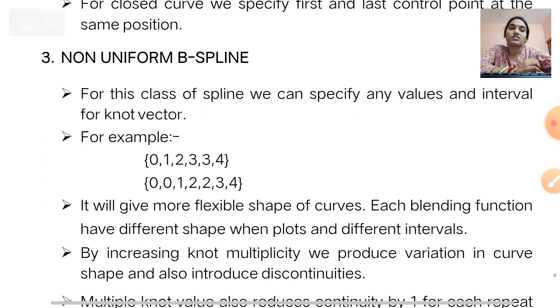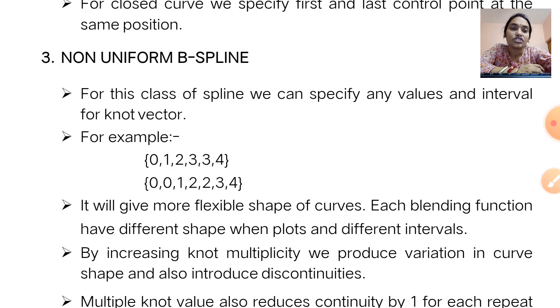Now we discuss non-uniform B-spline curves. For this spline we can specify any values and intervals for the knot vector. For example, 0, 1, 2, 3, 3, 4, and in this way you can continue. Another example is 0, 0, 1, 2, 2, 3, 4, and in this way you continue.